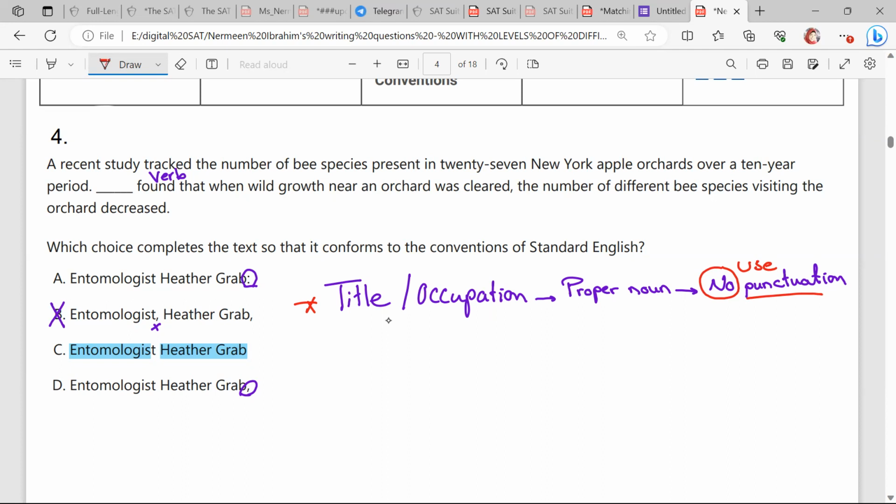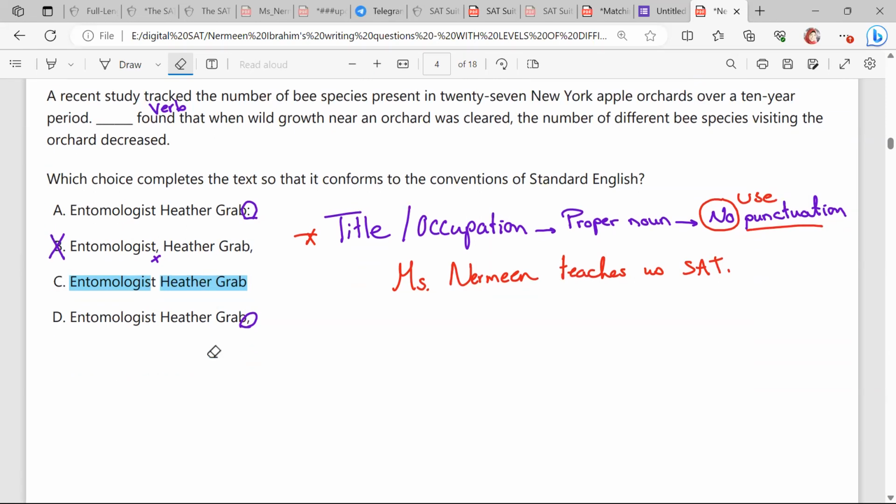Is it clear, guys? So when I say Miss Nermeen teaches us SAT, you cannot say Miss, and having Nermeen or the proper noun between two commas. No, this is essential. I want to know who that Miss is. So Miss Nermeen, entomologist Heather Grab. I don't use any punctuation marks between the occupation and the proper noun. Is it clear? So this is a very important rule. You have to make sure that you know it.